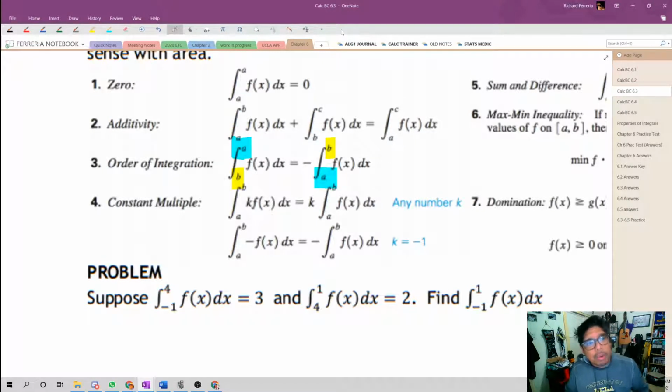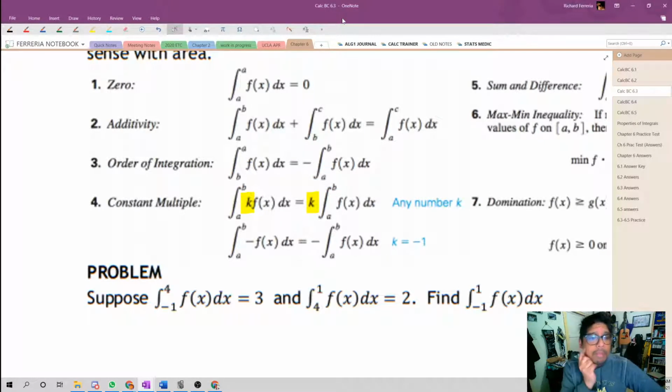Number 3 is the order of integration. This is a favorite for a lot of simplification purposes, but if you take the limits of integration and you reverse them, what you create is a negative of the previous integral. So you'll see in that first integral in number 3, we go from the yellow to the blue, and that's the same thing as negative of the integral from blue to yellow. So they work as negatives if you reverse the upper and lower limits.